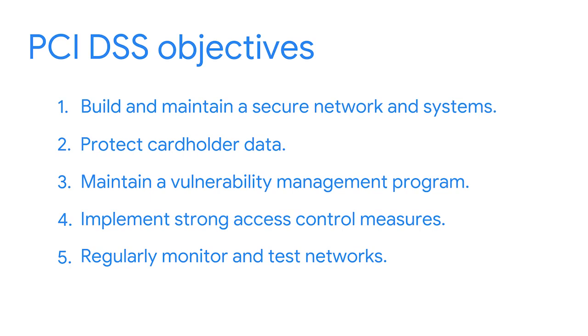The fifth objective is to regularly monitor and test networks. The first requirement is to track and monitor all access to network resources and cardholder data. The second is to regularly test security systems and processes. The requirement for network monitoring and testing is another essential part of a good security plan. This refers to things like setting up and configuring intrusion detection systems and conducting vulnerability scans of the network, which we'll cover a bit more later.